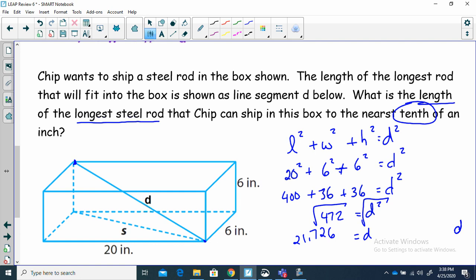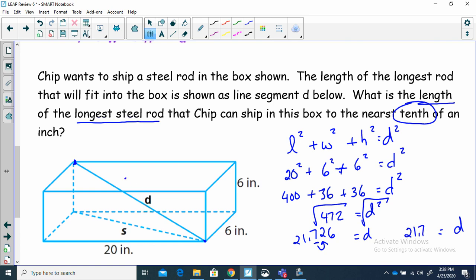So let's make sure we do this to the nearest tenth. We find our tenth space. We look behind it. 4 or less, let it rest. 5 or more, raise the score. This is less than 5. This is 4 or less, so we don't change what's here. Our diagonal would be 21.7 inches long.